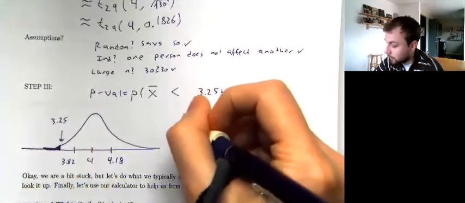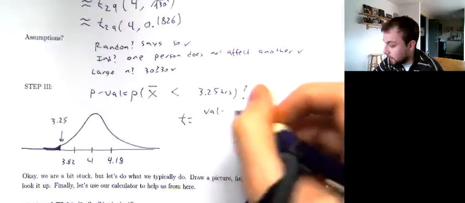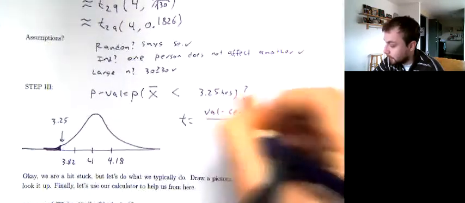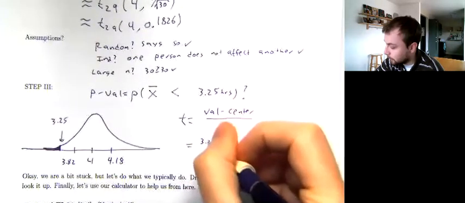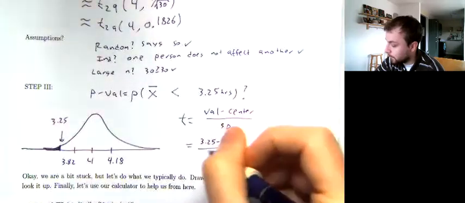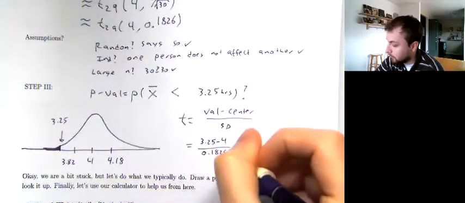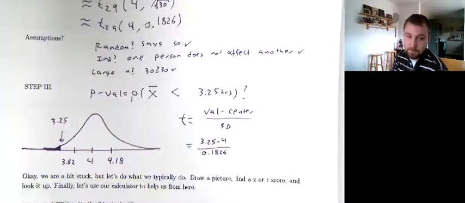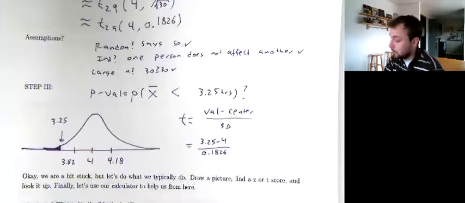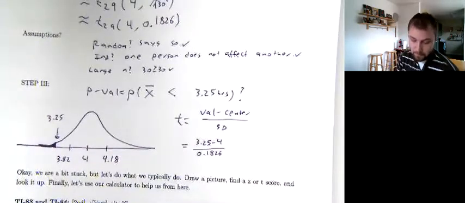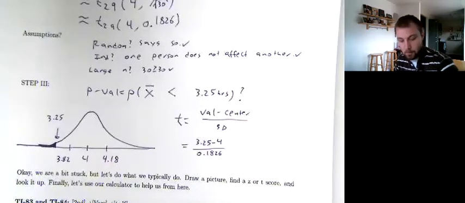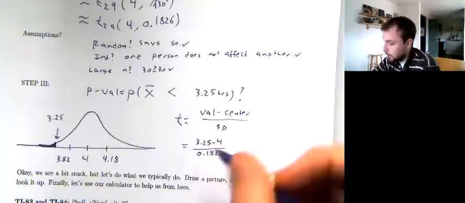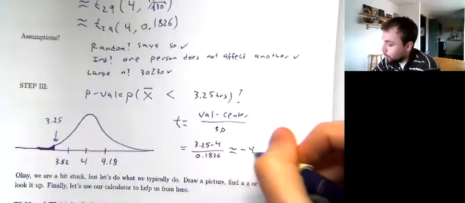I'm going to calculate my t-score, and I'm going to do this the same way that I would a z-score. I'm going to take my value minus the center divided by a standard deviation. My value for this problem is 3.25. My center is 4. And my standard deviation is 0.1826. When I do this, I see that my picture is really, really not to scale. Let me type it in and see. Okay, when I just did that, I got a t-score of negative 4.11.